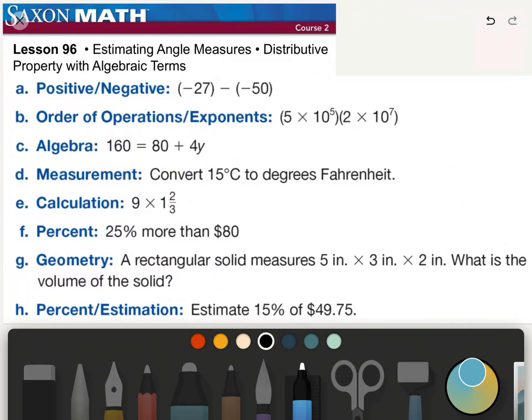Welcome to Saxon Math, Lesson 96, Estimating Angle Measures. And we'll also be doing the distributive property with algebraic terms.